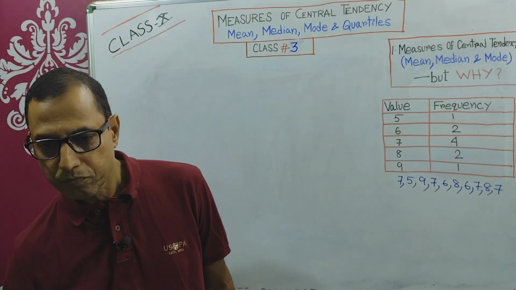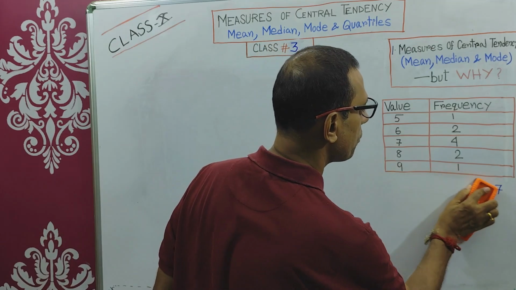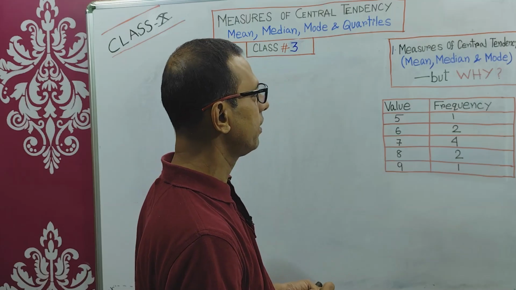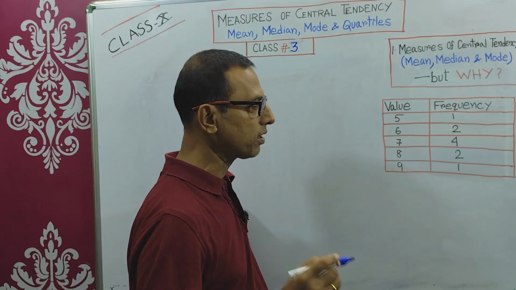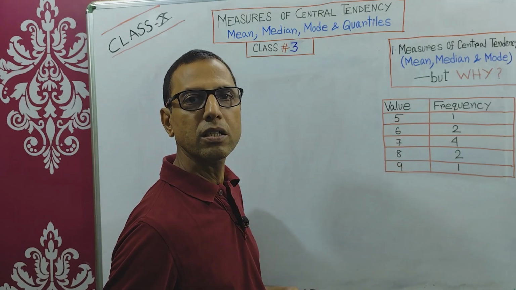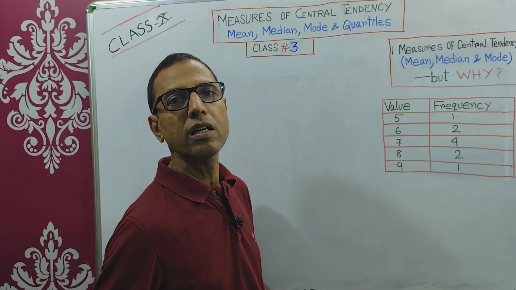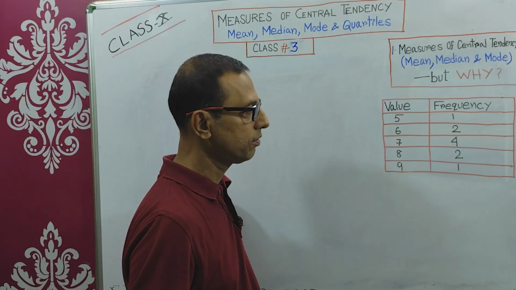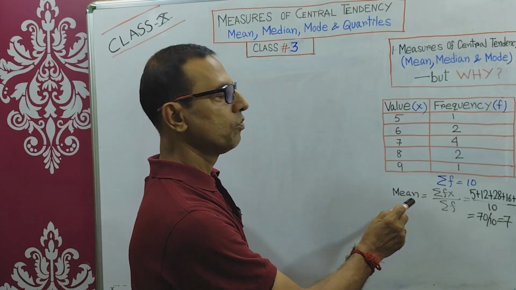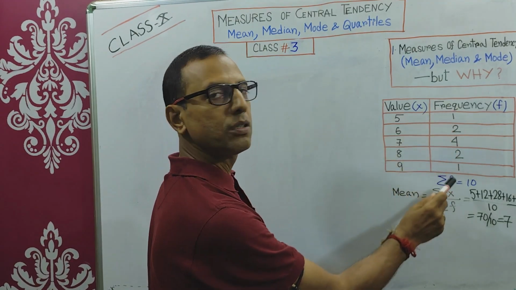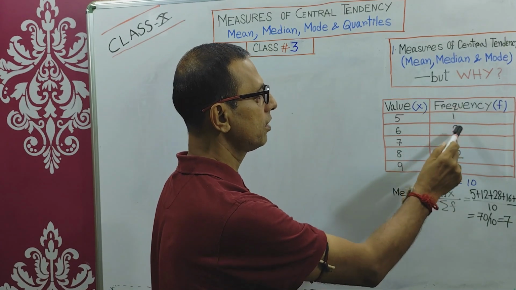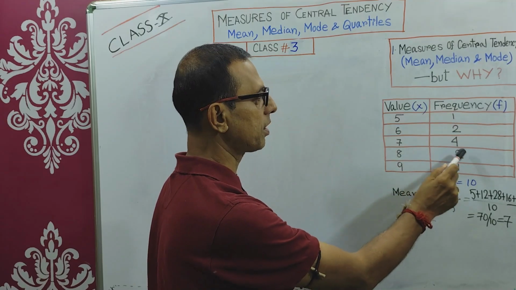Now, first of all, you calculate the mean, median and mode with respect to this tabular data, and then we will plot it graphically, right? So if you calculate the mean, what is the formula of the mean? First of all, you need to calculate the total frequency, the summation of frequency. The summation of frequency from the second column of this table is 10.